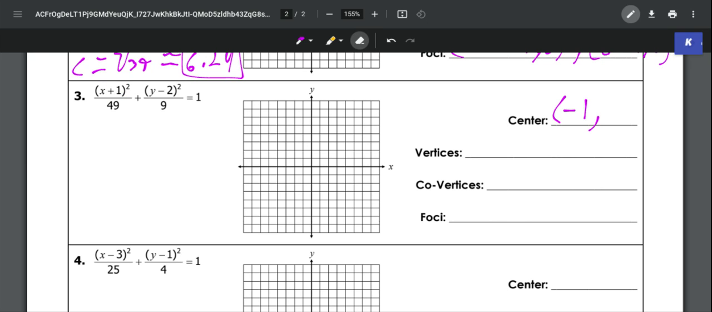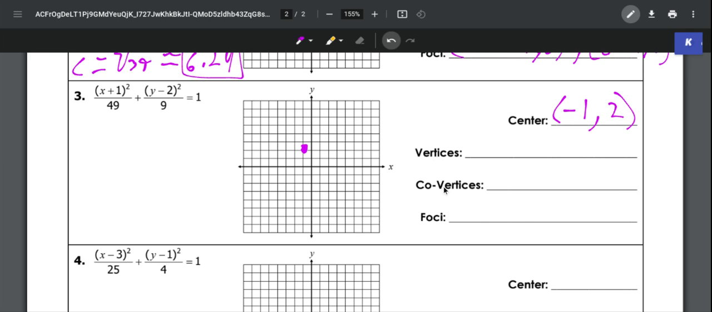And then when we have -2 in parentheses, that means that it's just going to be 2 for the y coordinate in our center. So that is our center. Our center is right here at -1, up to right there. So that's our center. Now we need to know our vertices.